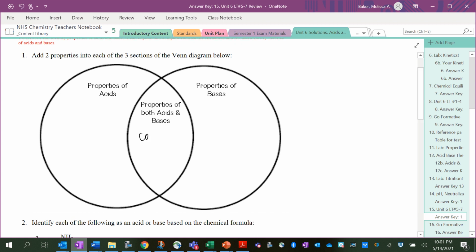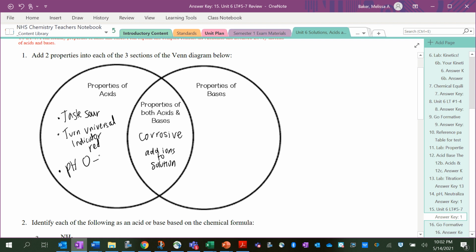They are both corrosive. They also both add ions to solution. They're different ions, but properties of acids, they taste sour. They turn universal indicator red. pH 0 to 7. They add hydrogen ions to solution.